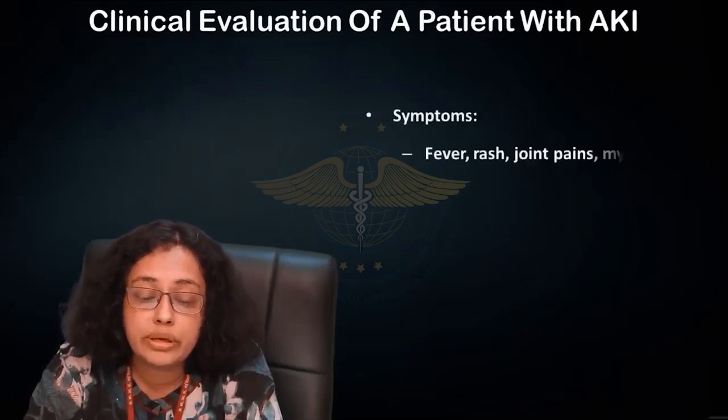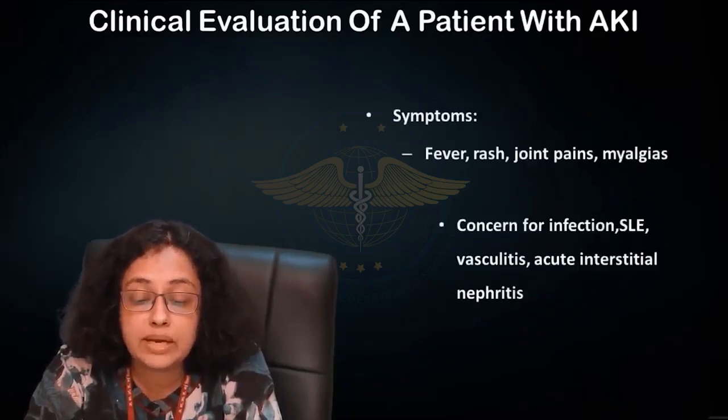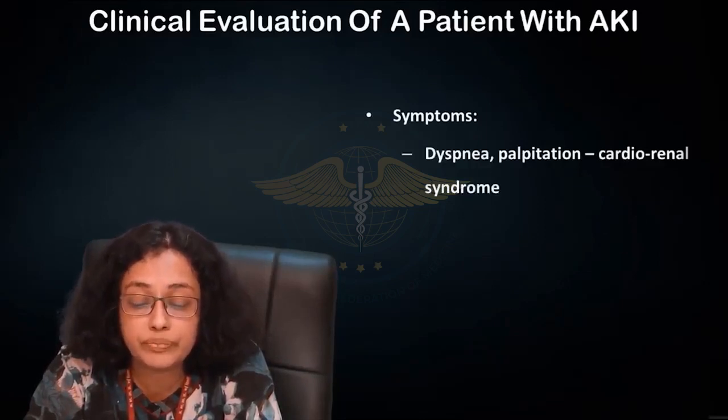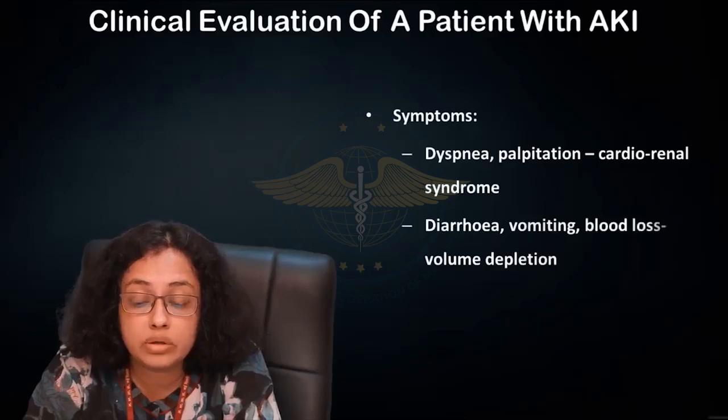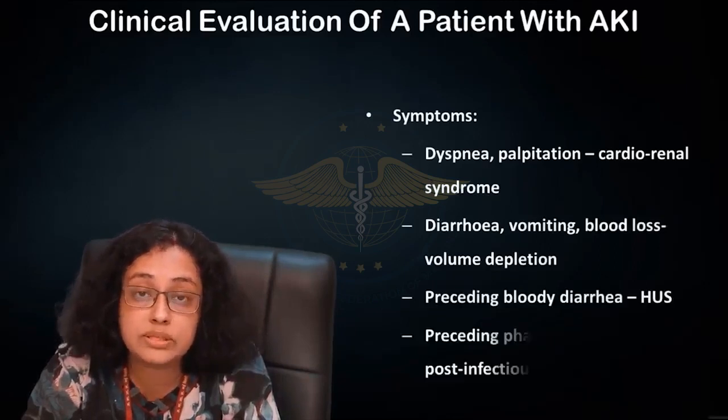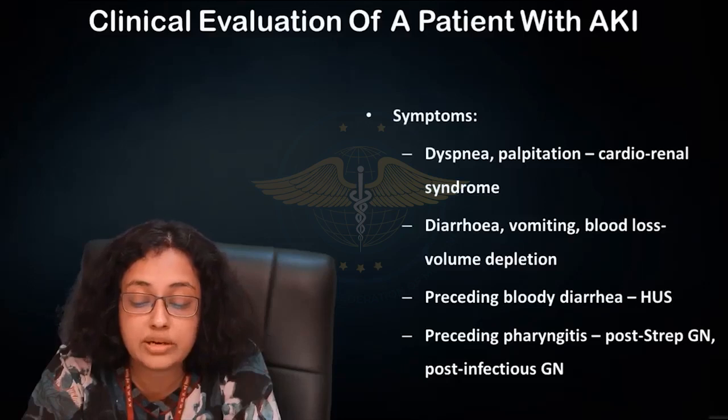Symptoms: we should be looking at fever, rash, joint pains, myalgias to rule out infections and autoimmune diseases. Presence of dyspnea or palpitation should sensitize us to the possibility of a cardiorenal syndrome. Diarrhea, vomiting, blood loss suggests volume depletion. Preceding bloody diarrhea could be leading to HUS. Preceding upper respiratory tract infections like pharyngitis could be leading to post-streptococcal glomerulonephritis or any post-infectious glomerular disease.